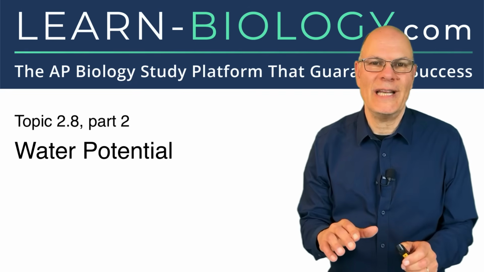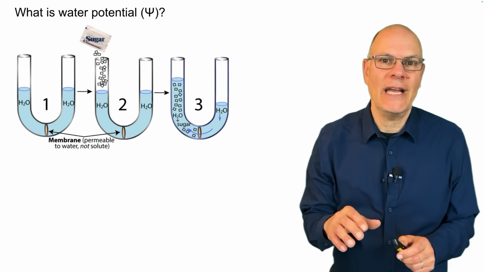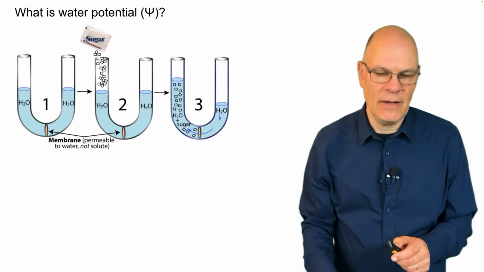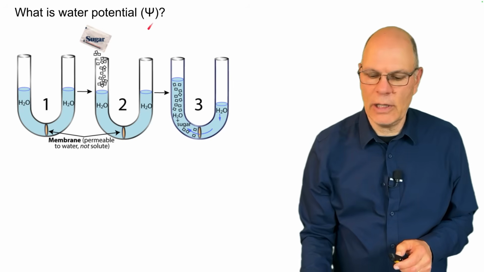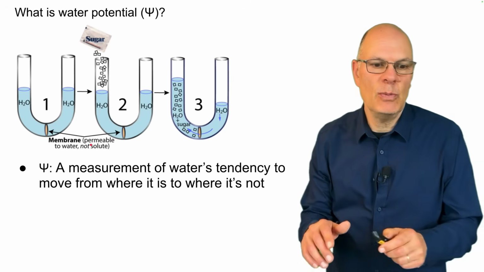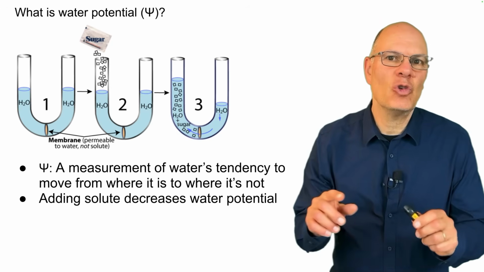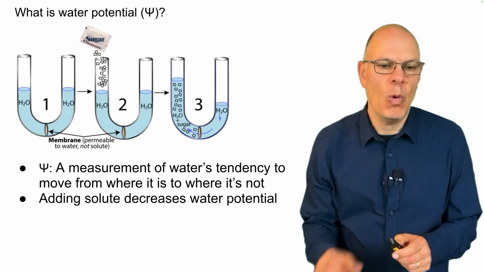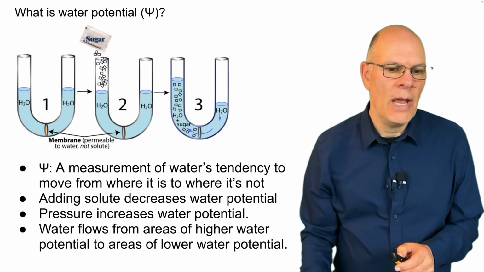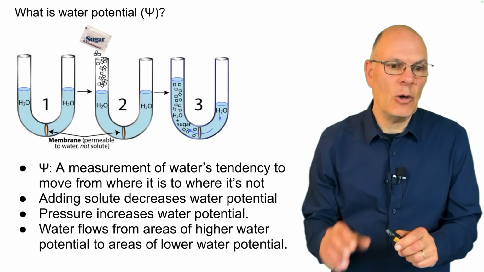What is water potential? Water potential is a concept that's really closely related to osmosis and osmotic pressure, but it's more quantitative. The symbol for water potential is this Greek letter psi. Water potential is a measurement of water's tendency to move from where it is to where it's not. Adding solute decreases a body of water's water potential. Adding pressure increases water potential. And water will flow from areas of higher water potential to areas of lower potential.